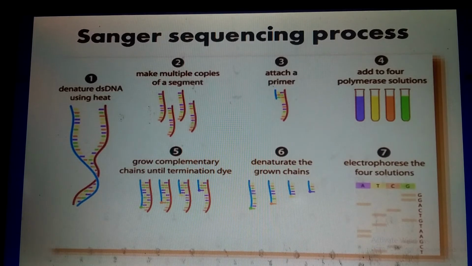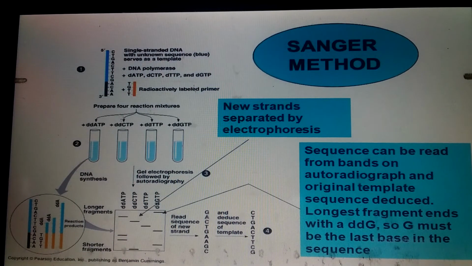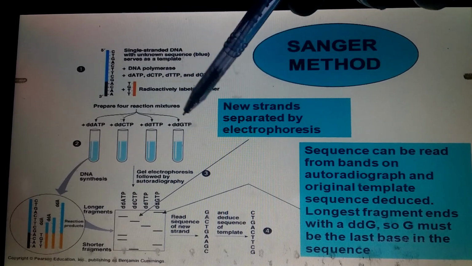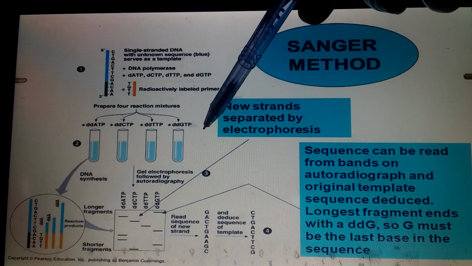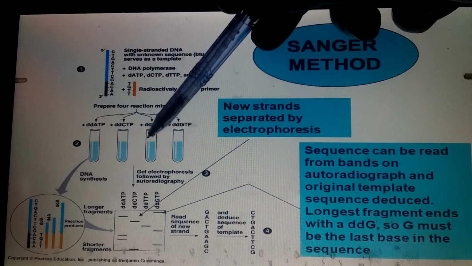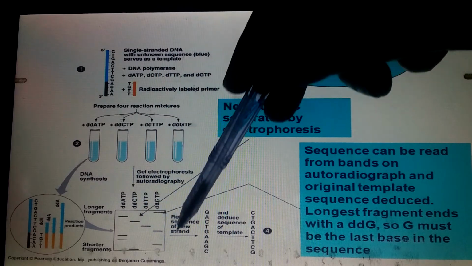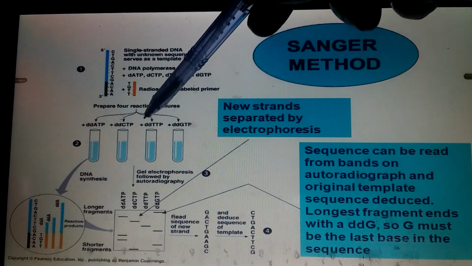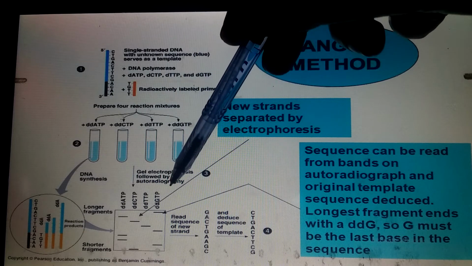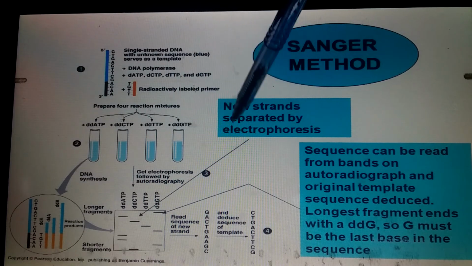I will show you how they are separated and how we can calculate or know the sequences. So this is the Sanger method. You can see here, this is all about the four tubes with different ddNTPs. Then after the chain termination process, the gel is prepared and the four tubes are loaded onto the gel. I'm showing you again and again in order to remind you and to clear the concept. Is it clear?